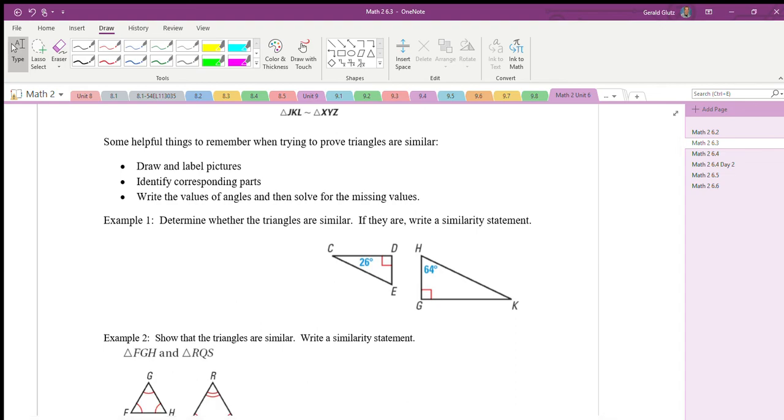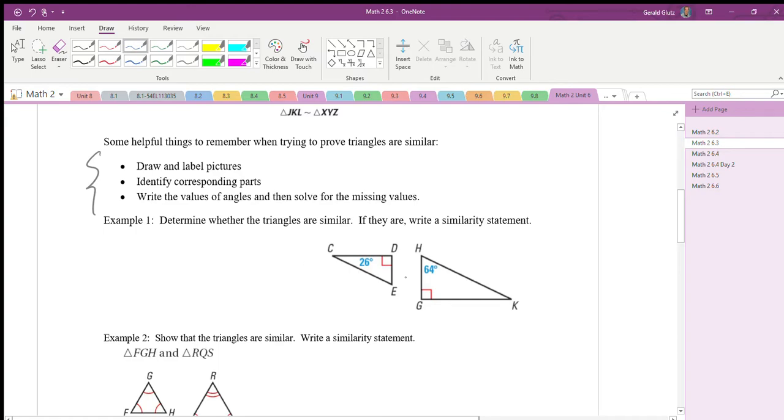So some helpful things to remember when you're trying to prove triangles are similar. Always draw, and sometimes you might have to rotate or flip one of the triangles and it'll make it a little bit easier to see what's going on. So I find the corresponding parts and then write the values of the angles. So anyway, in example 1, determine whether the triangles are similar. If they are, write a similarity statement.